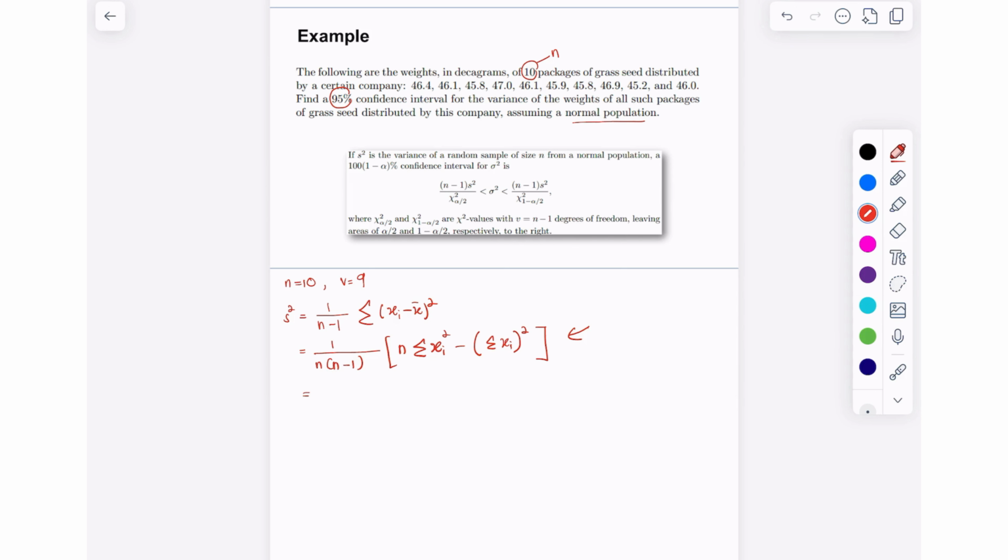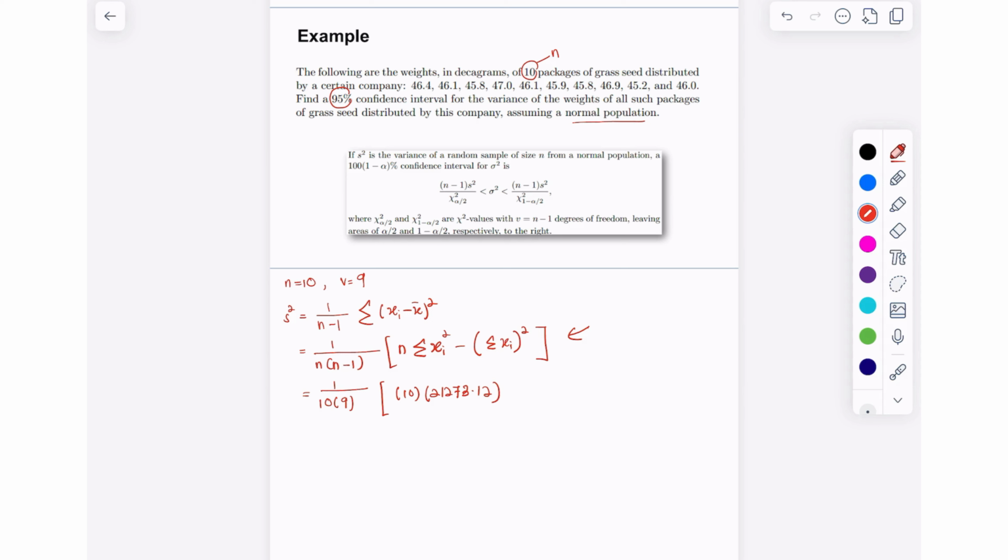So n is 10, so n minus 1 is 9. Multiply by the n, which is 10, multiply with the summation of xi square. So that means you sum up 46.4 square plus 46.1 square plus 45.8 square, and so on. So you will get this is equal to 21273.12.